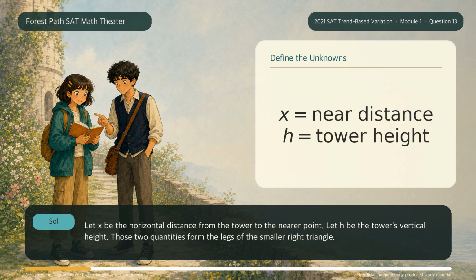Let x be the horizontal distance from the tower to the nearer point. Let h be the tower's vertical height. Those 2 quantities form the legs of the smaller right triangle.